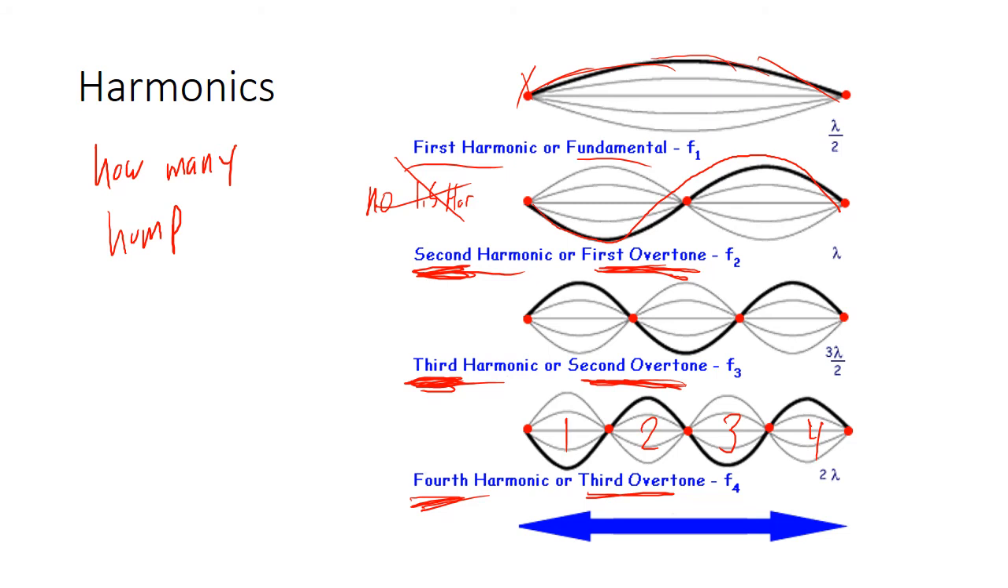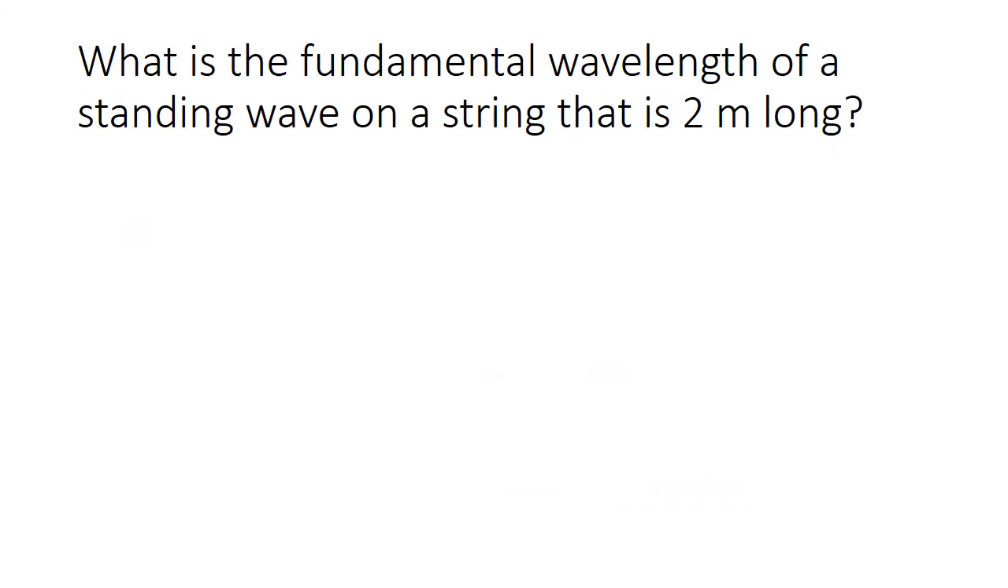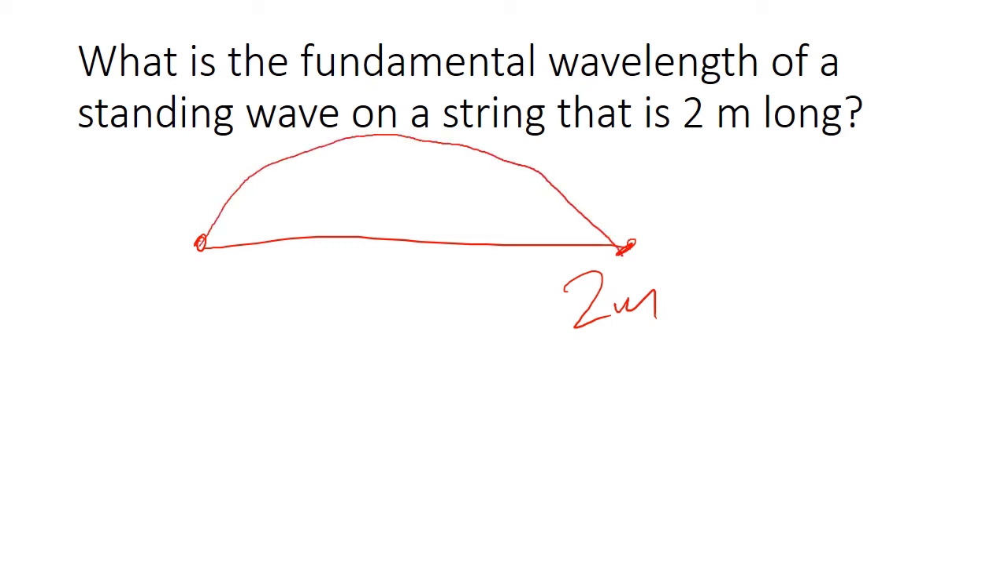Okay, so let's do a little practice. What is the fundamental wavelength of a standing wave on a string that is 2 meters long? I'll help you out with this first one. Here's a string. It's 2 meters long. It is the fundamental. The fundamental is the bottom one. So here is what it would look like. I'll draw the bottom half too.